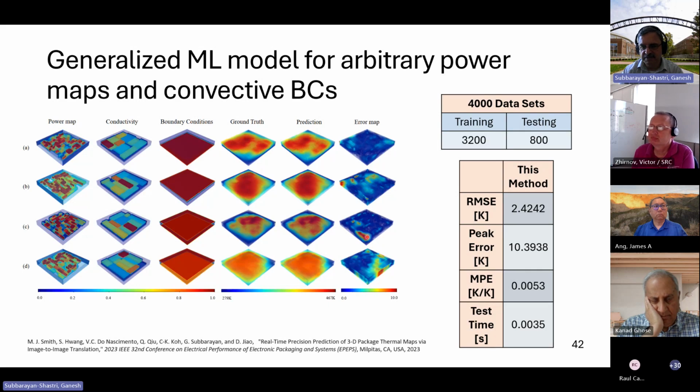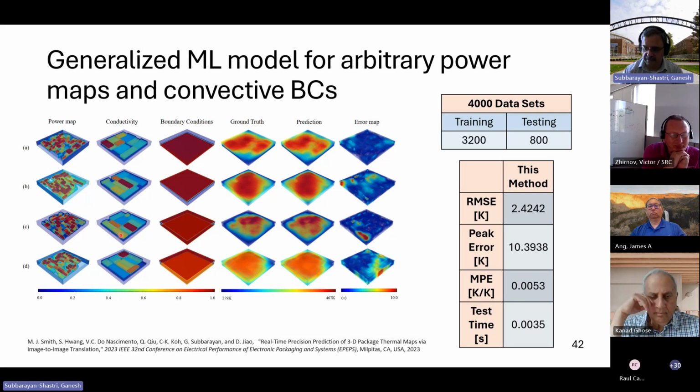And you find that generally you can do quite well. How well? The root mean squared error in temperature is 2.5 degrees Celsius. Peak error is about 10 degrees Celsius. The maximum percentage error is 0.53. So you can do quite well on average. And the test time is 0.0035 seconds. So you can do quite well. But where you see the errors are where there is actually a jump in conductivity.